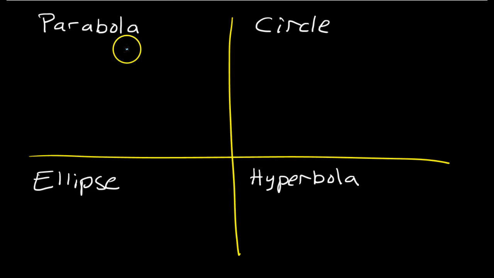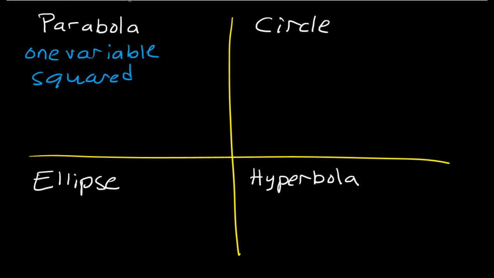So let me just quickly go through a few clues that will help you immediately identify what shape you're looking at. For a parabola, you're only going to have one variable squared. So for example, you might have 3x squared, and then that'll be the only thing squared. You know, maybe the y term is just a 2y, but you're only going to have one variable squared. You know it's a parabola.